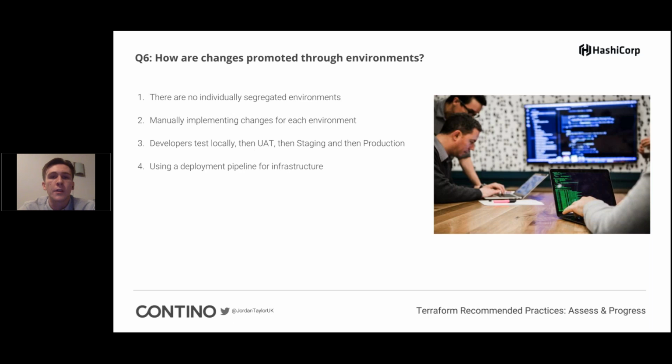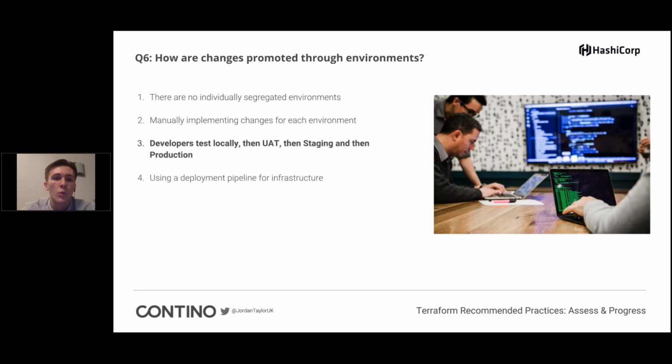How are changes promoted through the environment? We're quite good here. We've kind of nailed the idea of no manual changes to the environment. Developers test locally first, and then it goes through UAT, staging, and then production. But we don't have deployment pipelines all the way through to production. There are still manual steps within each of the progressions between the environments.